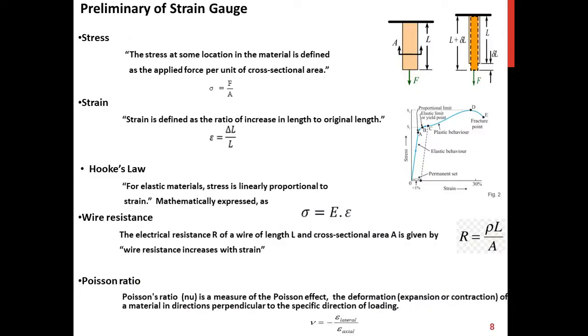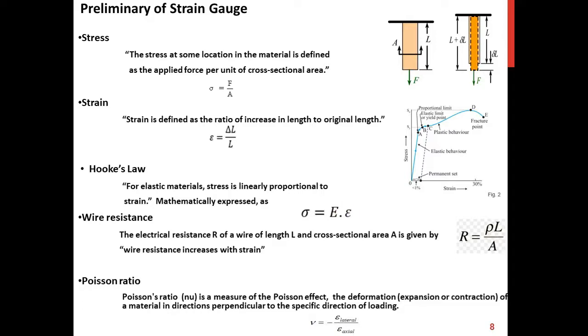Let's take a quick recall of the strain gauge terminologies: stress, strain, Hooke's law, wire resistance, Poisson ratio. I already know that most of you are well familiar with it from intermediate or matric level. So stress is force per unit area on a particular material. As a result, some deformation is produced, which is measured by the strain, a ratio of the change in length over the original length. By Hooke's law for elastic material, stress is linearly proportional to strain, as represented by the formula stress equals the elastic modulus times the strain.